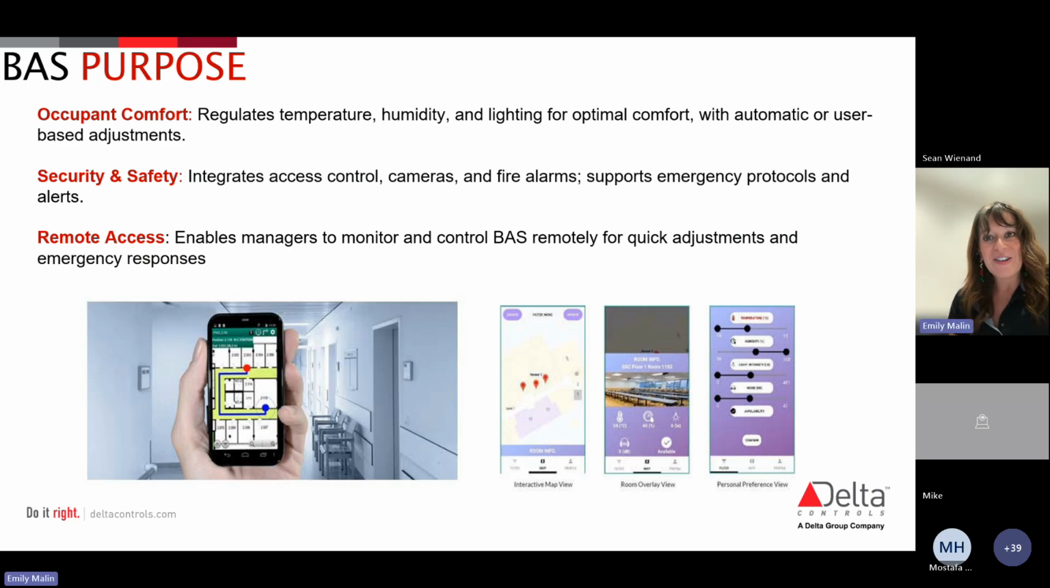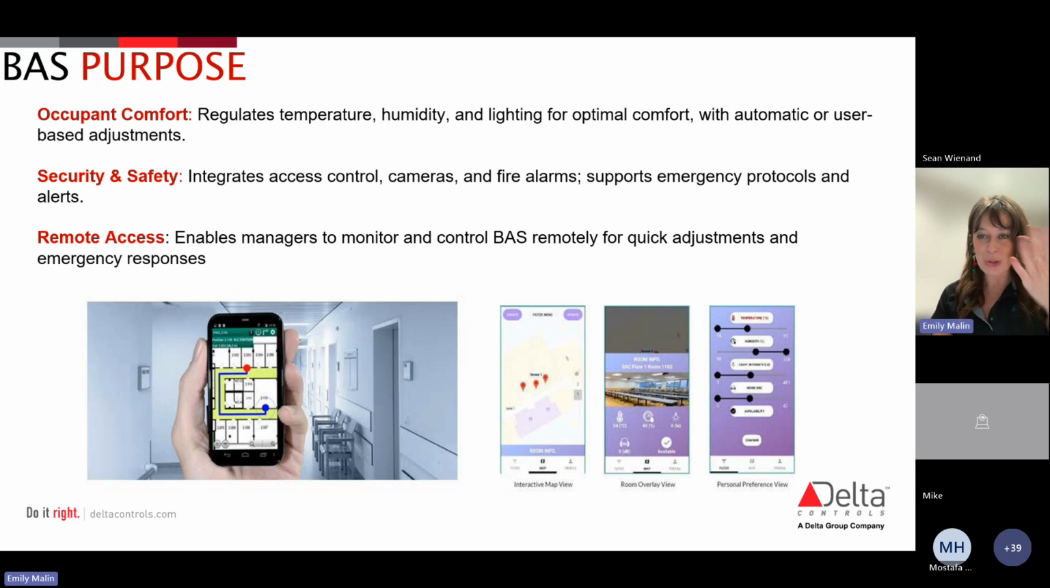Further purpose behind it, you know, it's great that we have this energy conservation in the back of our minds, but what about occupancy comfort? So thinking back to that hospital setting, hospitals get so much of their funding based on the surveys that patients get. So thinking about a building automation system of a hospital, your occupancy comfort is going to be top of mind. That's how they're getting some of their funding. So when you think about occupancy comfort, it can be everything from regulating temperature, humidity, lighting, anything that's really going to create this optimal comfort with automatic and user-based adjustments.